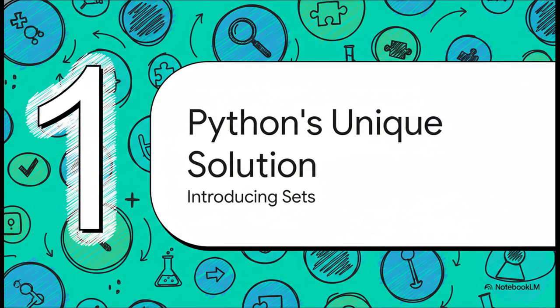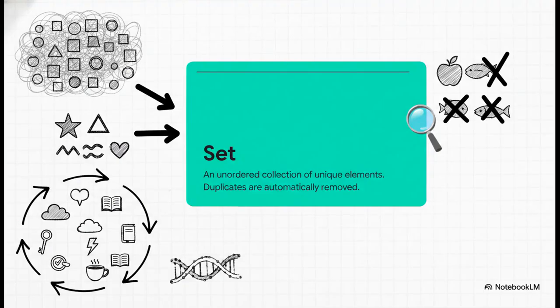What exactly is a set? It's one of Python's built-in data structures, and it's all defined by one single, incredibly powerful characteristic. A set is just a collection of items, but it has one golden rule: no duplicates allowed, period. It's also unordered, which means the items don't have a specific index or position. And because it automatically enforces uniqueness, it is incredibly fast for checking if an item exists in a collection. That's a huge performance boost over lists, especially when you're dealing with massive data sets.